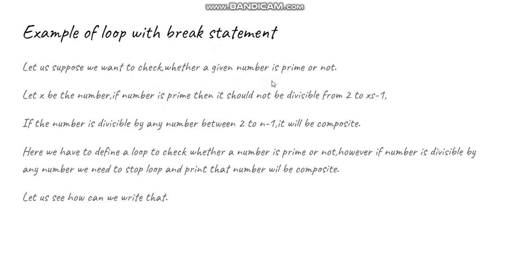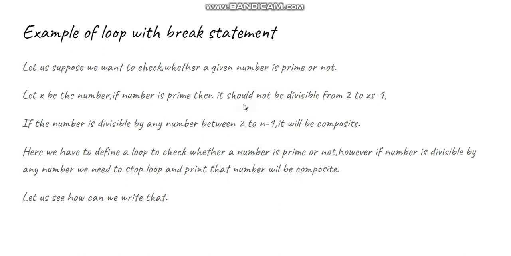Let us suppose we want to check whether a given number is prime or not. You have to enter the number, right? If this number is prime, then it will not be divisible by any number from 2 to n minus 1. If it is not divisible by any number starting from 2 and going up to n minus 1, then it will be a prime. Otherwise, if it is divisible by any number between 2 and n minus 1, then the number will be composite.